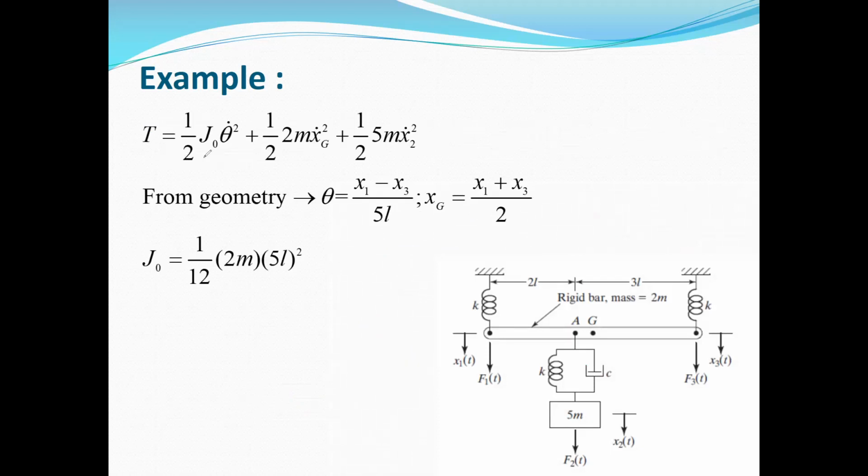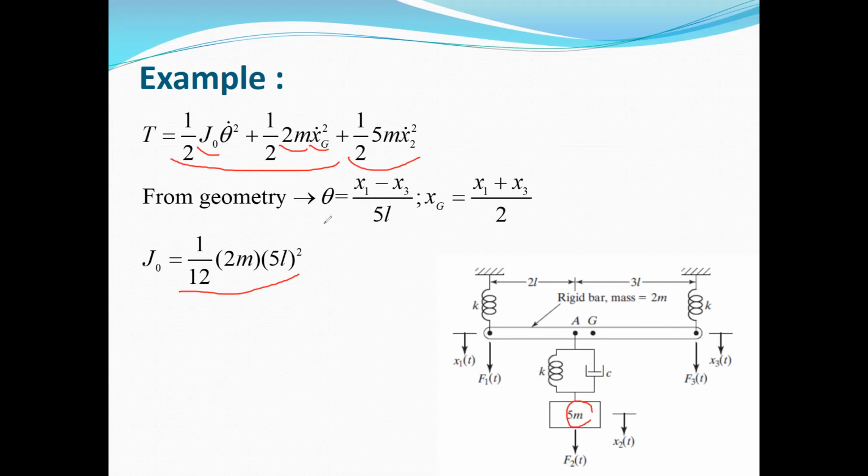As you can see, it consists of these two terms, which are due to the rod, the rigid bar: half Jo theta dot squared, where Jo is the mass moment of inertia for this bar about the mass center. From this equation, you can obtain Jo. And this is half times the mass, which is 2m, times the velocity of the mass center squared, which is xg dot squared. And finally, this term, which is the kinetic energy due to the mass 5m.